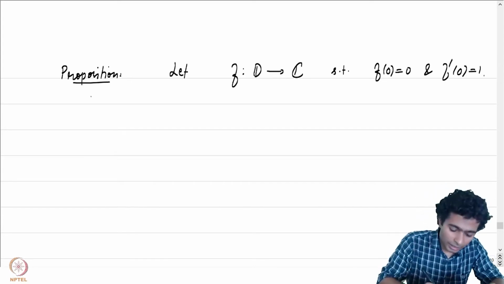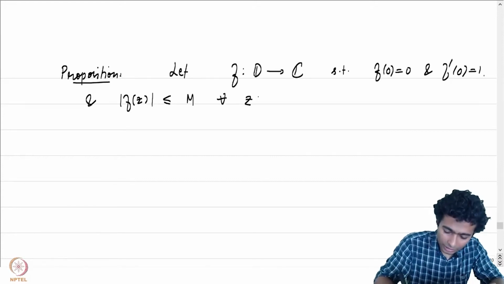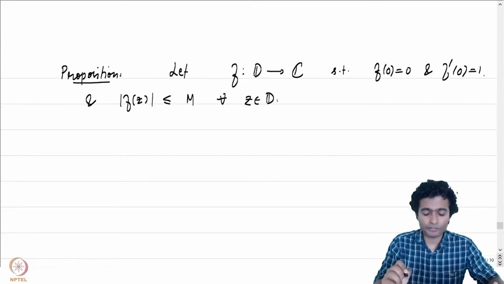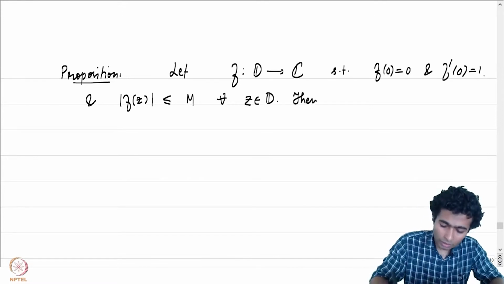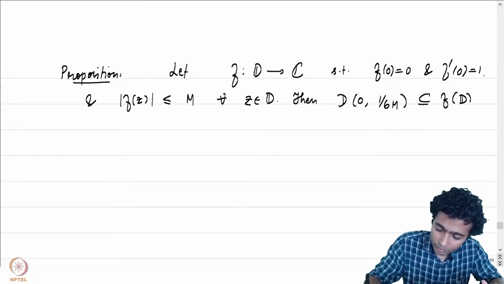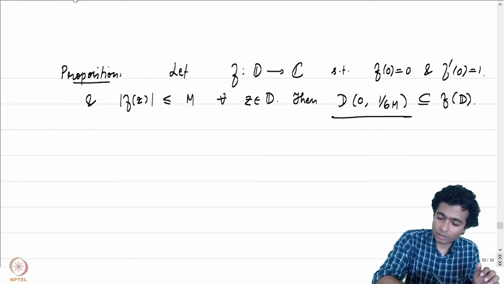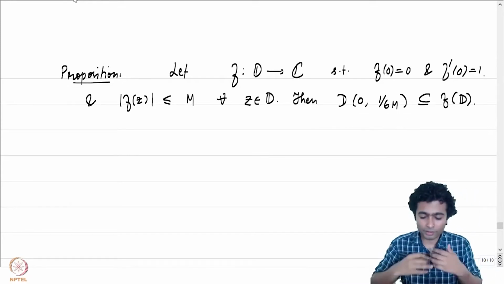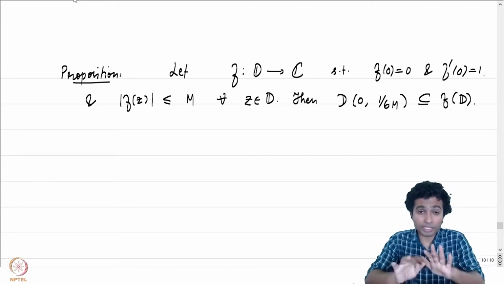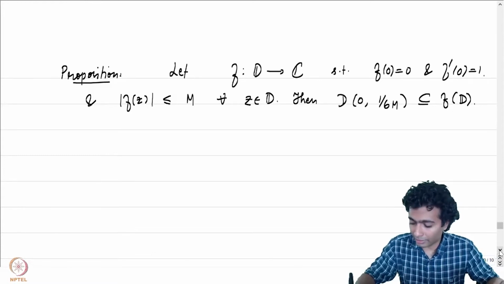Suppose we know that the absolute value of f of z is always bounded by some number, let's say M, for all z in the unit disk. Suppose we know that f is a bounded function. Then the disk of radius 1 by 6M is contained in f of D. Notice that the left hand side here has no reference to f. Irrespective of what f we pick which satisfies these conditions, the disk of radius 1 by 6M is going to be contained in that.